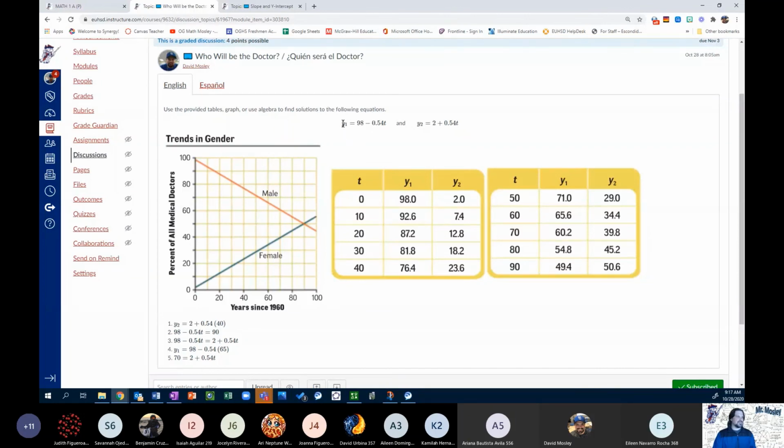We have our two equations. Y1 is 98 minus 0.54t. Y2 is 2 plus 0.54t. These equations represent the trend in male and female doctors since 1960. We have our graph over here to the left. And your task in this discussion board is to find the solutions to these equations by either using the graph, the table, or algebra. Whatever method you want to use is up to you. You need to find the solutions.